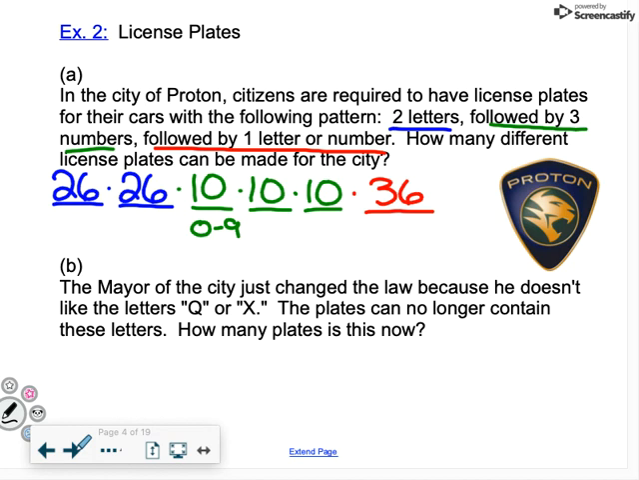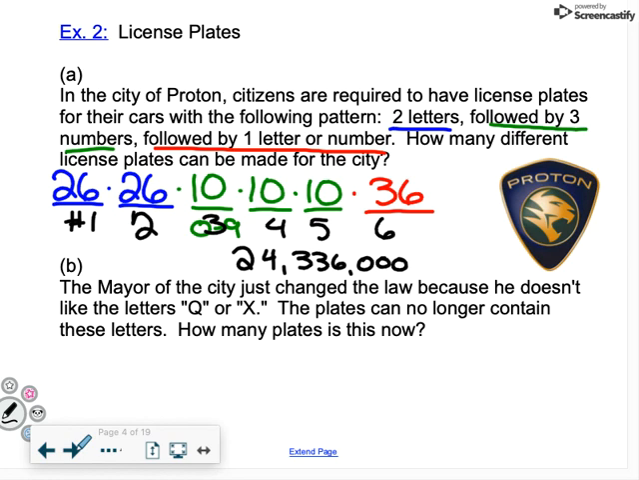So now what we're going to do is multiply these numbers together. Step number 1, 2, 3, 4, 5, 6. We multiply those steps together. And if we multiply all those numbers together, we get 24,336,000. So that's how many different license plates can be made.